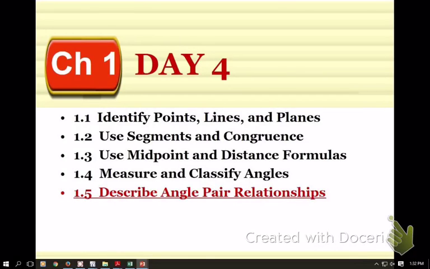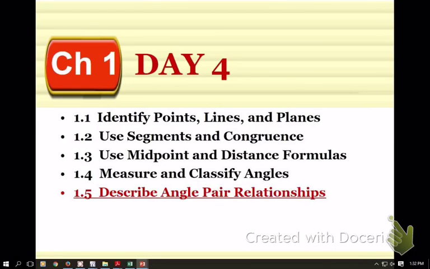So we're going to wrap up chapter 1, talking about angle pair relationships. And so I'm going to have you thinking about a couple of things. First of all, what does pair suggest? How many are in a pair? That's right, two. In relationships, it probably ought to be between two people. Anymore, things get a little complicated.